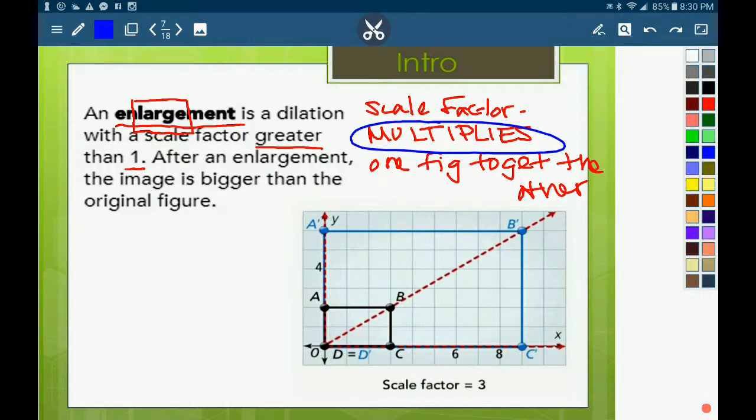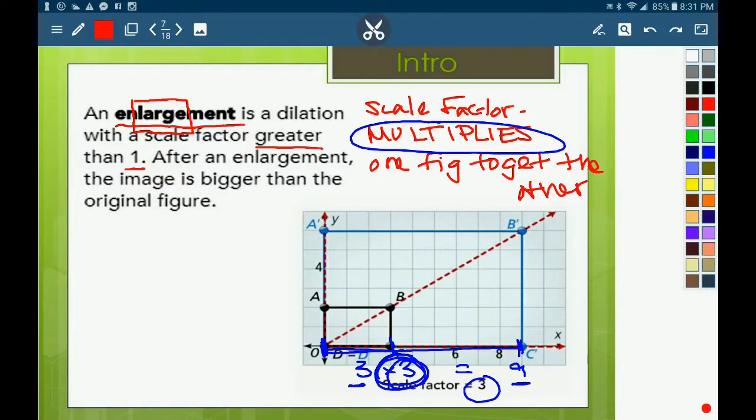So you can see here the scale factor is 3, and you can tell from O to C, that's 3 units long, but from O all the way to C prime, that's 9 units long. Okay, so 3 times 3 is going to equal 9. So I see my scale factor is what I need to multiply the side length by to get the new side length. And it would work on all sides.